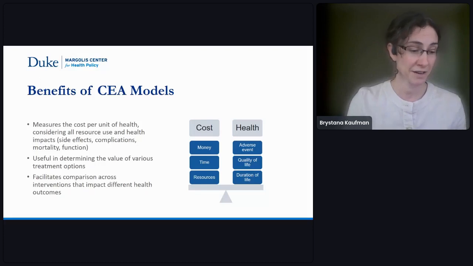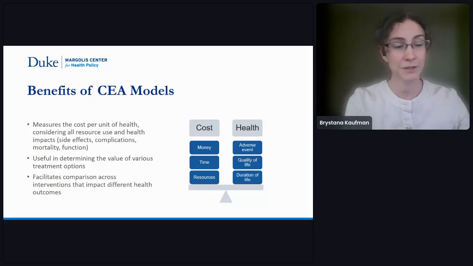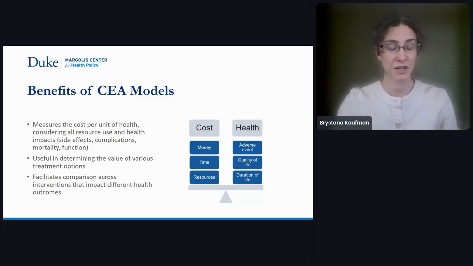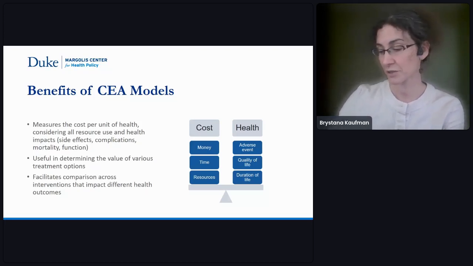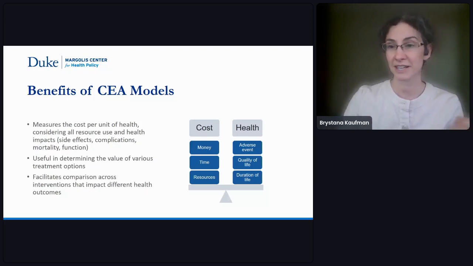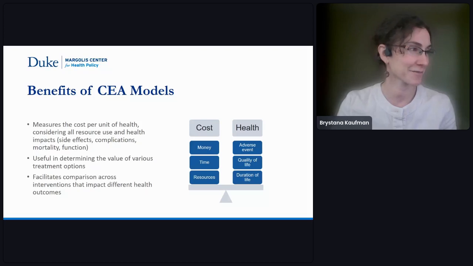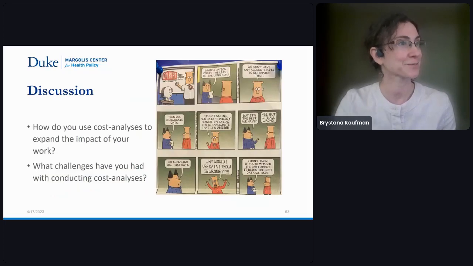So we can compare a new chemotherapy regimen for cancer patients to a new transplantable device in heart failure, and understand the value in those very different populations that we couldn't test in a clinical trial. That wouldn't even make sense. So I think that's a really big benefit, since we do have limited resources.